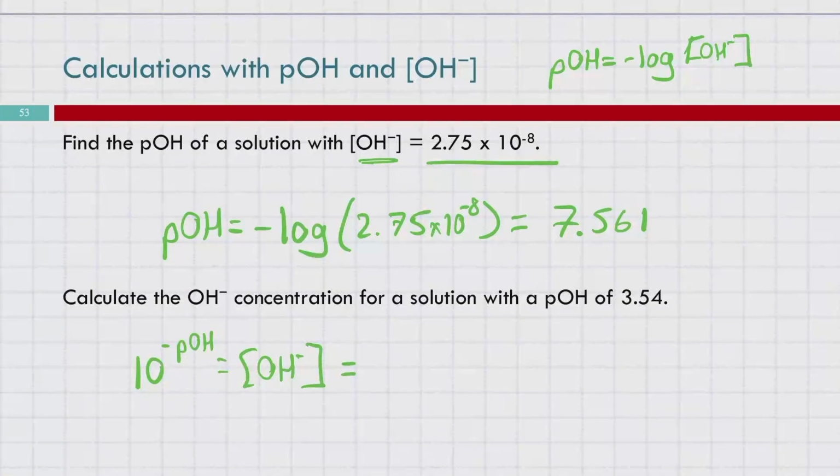Okay, so our hydroxide concentration for a solution with a pOH of 3.54: 10 to the negative 3.54, calculator says 2.9 times 10 to the negative 4 molar. pH and pOH are one of the few places where we kind of just appear and disappear units.